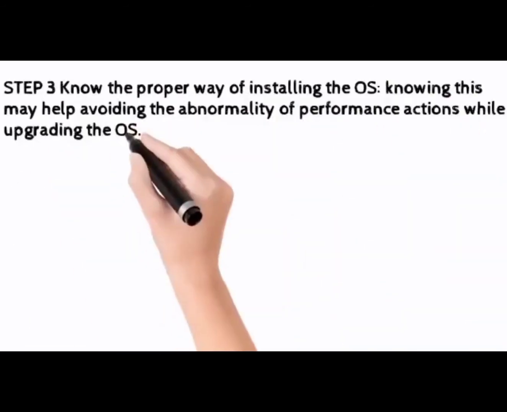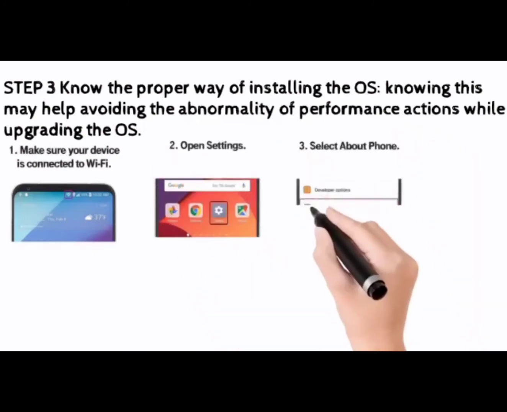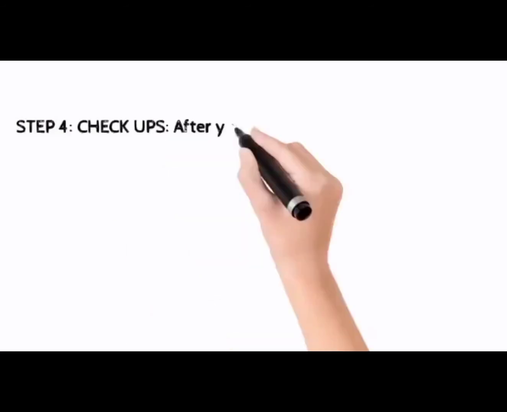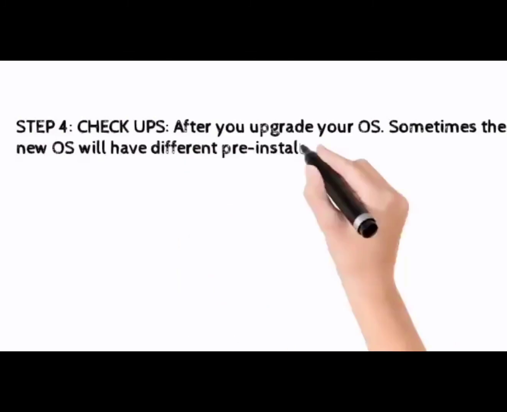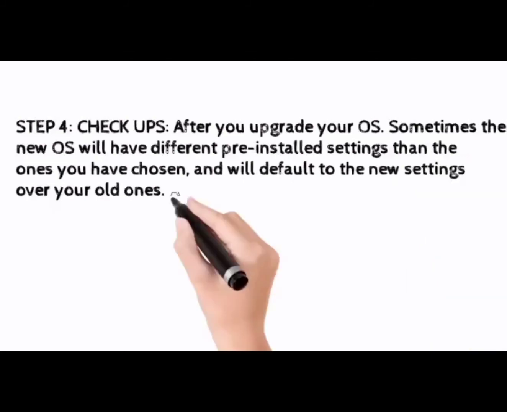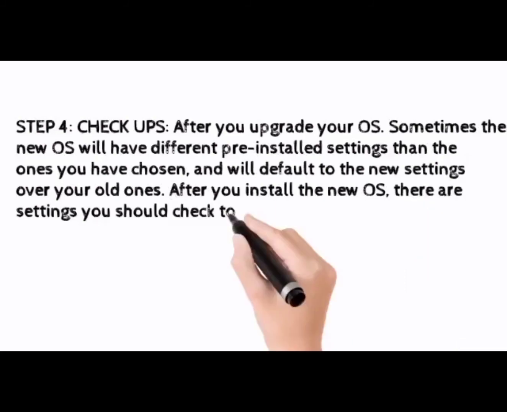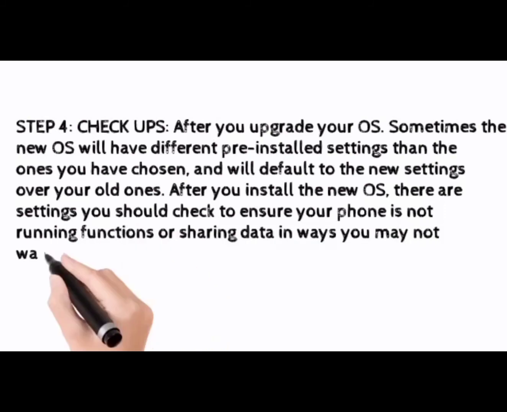Step 3. Know the proper way of installing the operating system. Knowing this may help avoid abnormal performance while upgrading the OS. Step 4. Check apps. After you upgrade your OS, sometimes the new OS will have different pre-installed settings than the ones you have chosen, and will default to the new settings over your old ones. After you install the new OS, there are settings you should check to ensure your phone is not running functions or sharing data in ways you may not want.